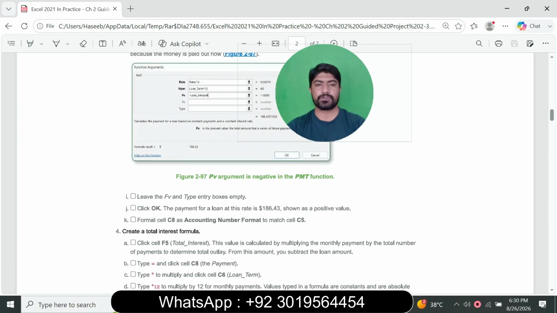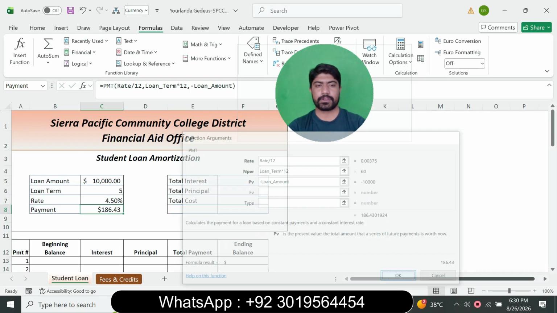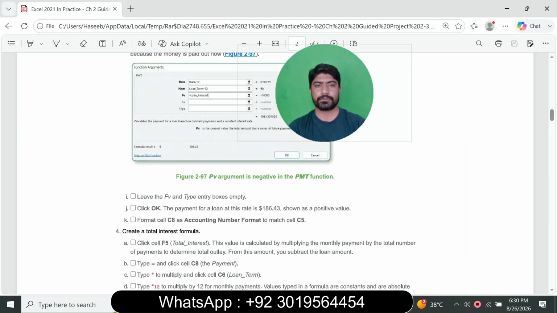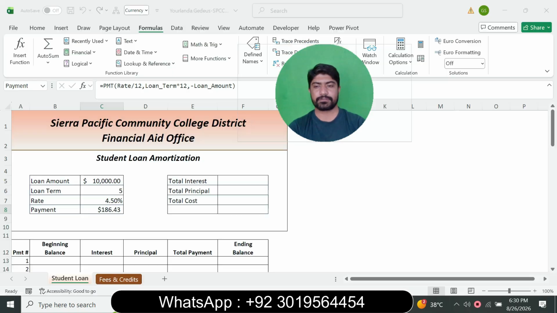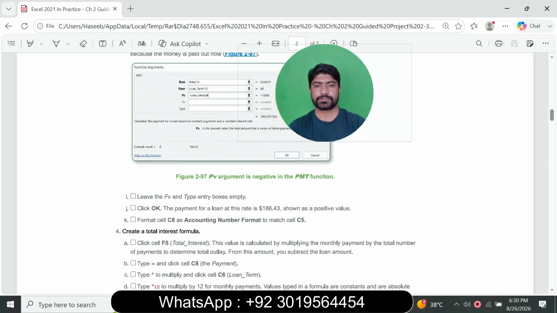Click OK. The payment for the loan is 186.43, shown as the positive value. So next, the payment for the loan at this date is 186.43, shown as the positive value. And next, format cell C8 with the accounting number format to match cell C5.